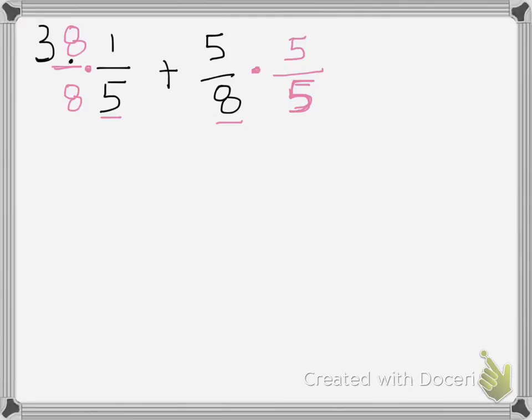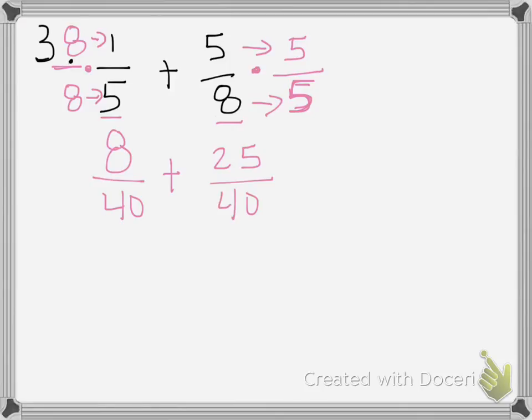When you do that, you get 8 times 1 is 8, 8 times 5 is 40. Then we have plus still, that doesn't change. 5 times 5 is 25 over 8 times 5 is 40. Then when we add fractions, we add the top and keep the bottom the same. So 8 plus 25 is 33, and the bottom stays the same, so it's 33 over 40. Since they're both positive, they're both the same sign, we keep the sign, which is positive.